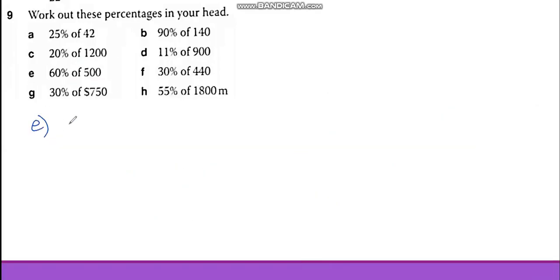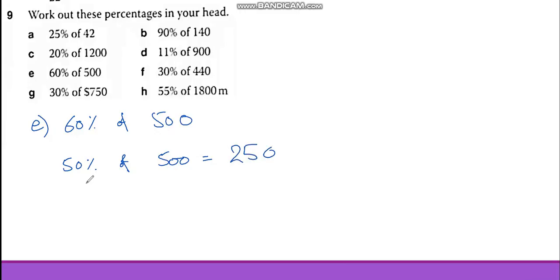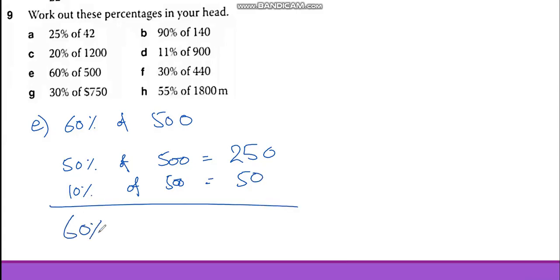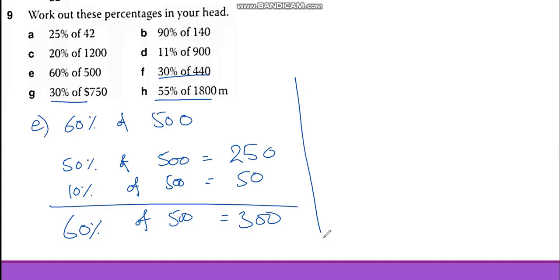Similarly, in E part, we have to find 60% of 500. For 60%, first we can find 50% in our head. 50% is definitely half of 500. So half of 500 is 250. And we can also find 10% of 500. For 10%, we can divide by 10. We will get 50 there. So in total, 60% is 300. Similarly, we can find 30%. It's very easy. We can first find 10% of 440, and then multiply by 3 to get 30%.